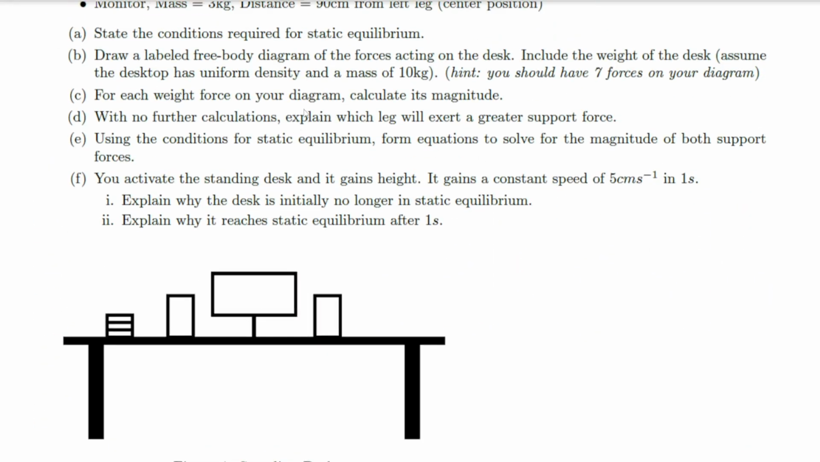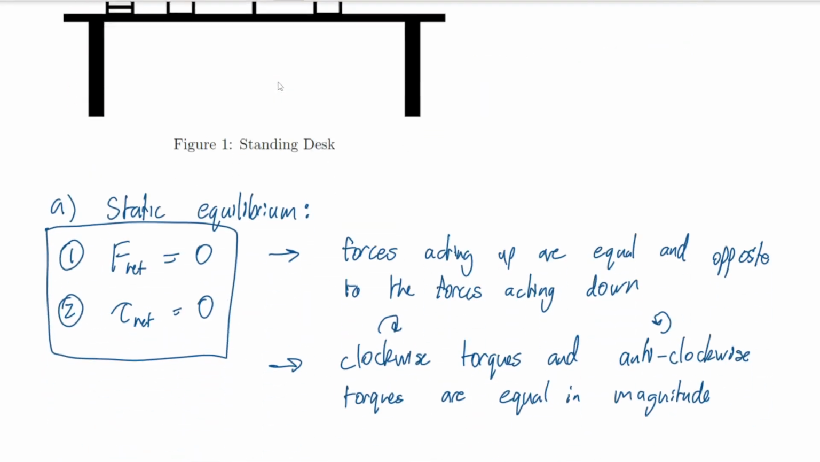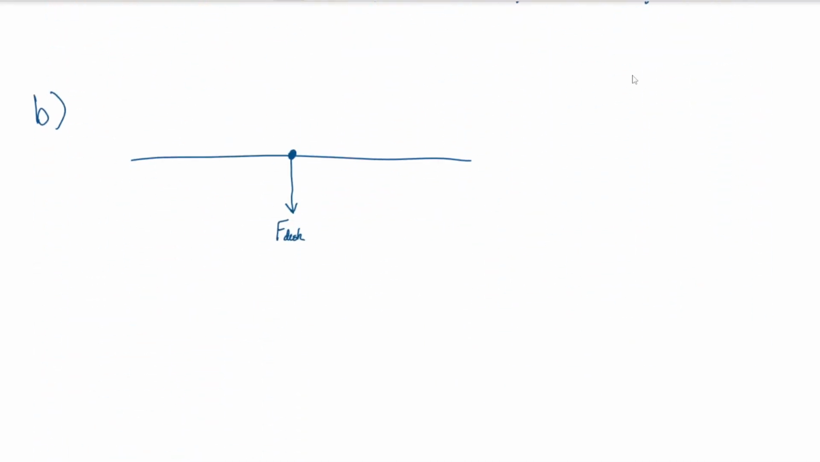Cool. And actually, just reading ahead, part C, it says for each weight force, calculate its magnitude. So let's do these two questions together. So I'll just do it on the right. So the desk is mass times gravity. So I'll just remind ourselves, weight is mg. So the desk has a mass of 10 kgs times gravity, 9.8, 98 newtons. All right, one force done, 6 to go.